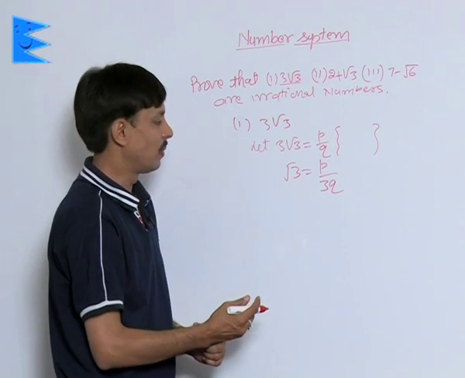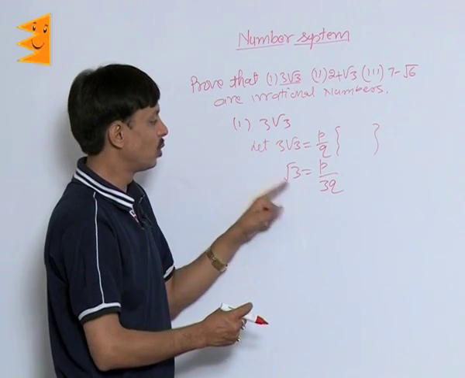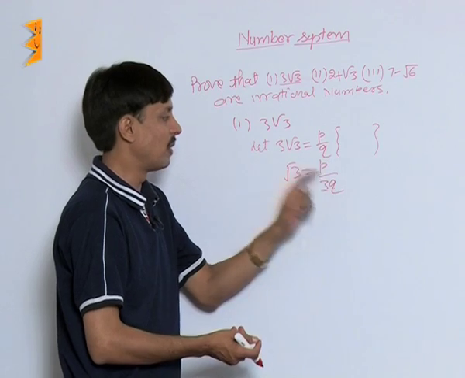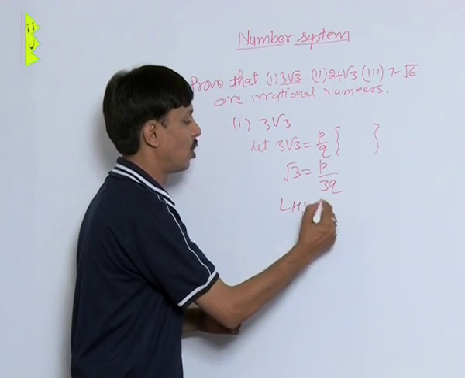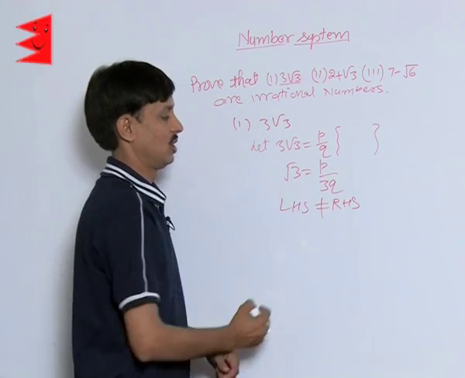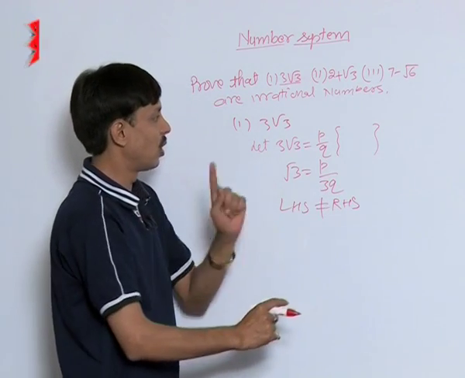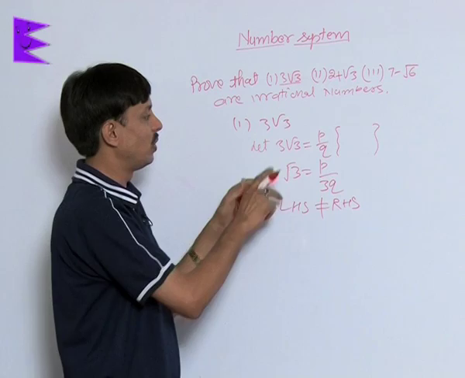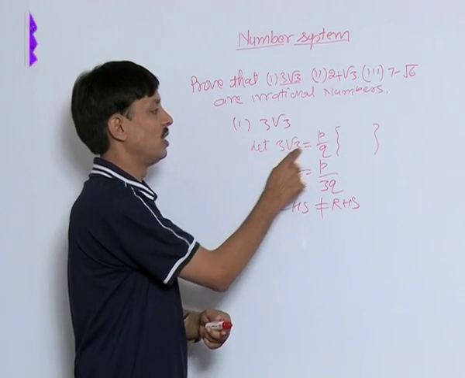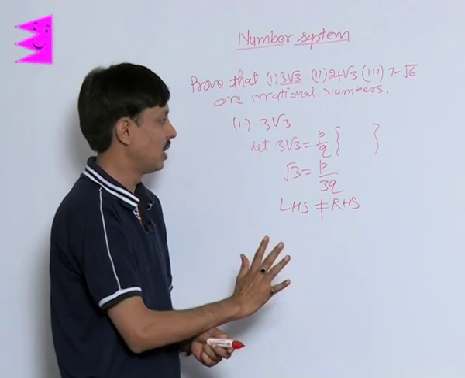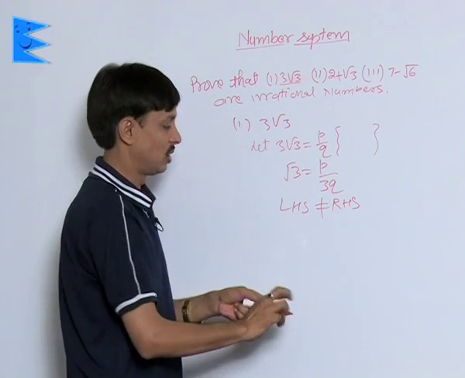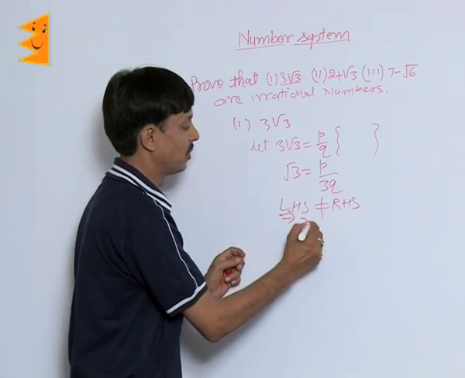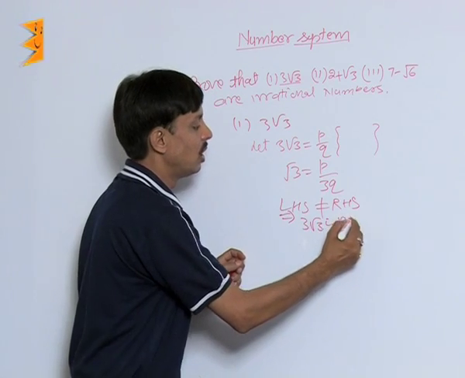Here the method of contradiction starts. Root 3 is what? Irrational. P by 3q is what? Rational. So LHS is not equal to RHS. If LHS and RHS are not the same, then it means that what we have assumed, that 3 root 3 is rational, p by q, is a wrong assumption. So if a number is not rational, it has to be irrational. So what conclusion comes? That 3 root 3 is an irrational number.